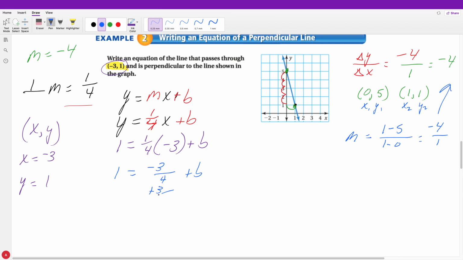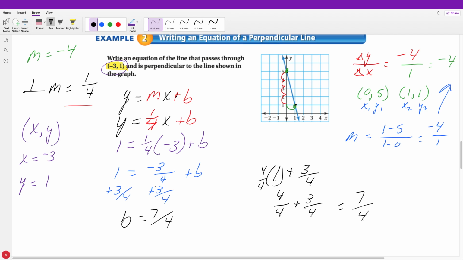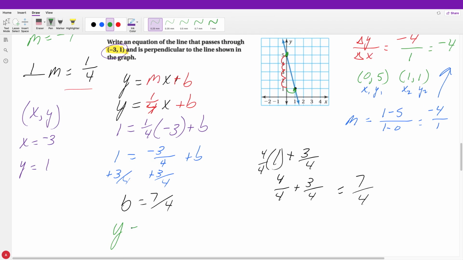So I'm going to add over 3 over 4, and I'm going to do the work over here. We can do 1 plus 3 over 4. So we're going to multiply this by 4 over 4 so we can get our like denominator. So 4 over 4 plus 3 over 4 is then equal to 7 over 4. So our b is equal to 7 over 4, which then means our final answer is going to be y is equal to 1 over 4x plus 7 over 4, and that will be our final answer.